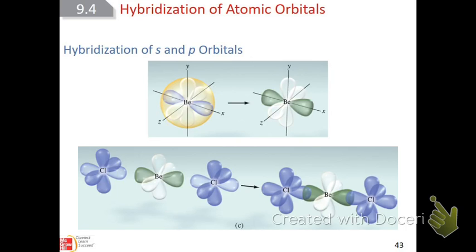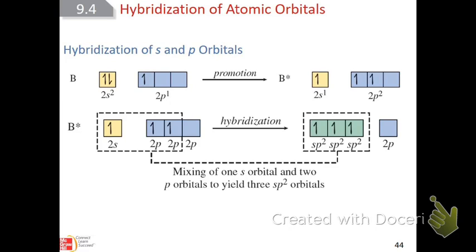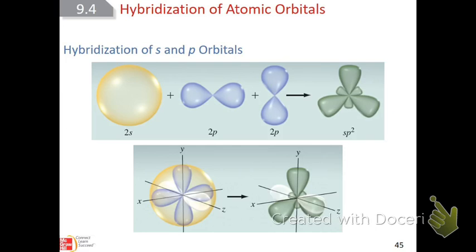I'm waiting for the screen, it's coming. Here you see the beryllium in the middle and the two chlorines. Here is where it's showing you what's happening. You have your s orbitals from your beryllium and your p orbitals from your chlorine, and they're all squishing together and kind of intermixing with each other to form this hybrid orbital.